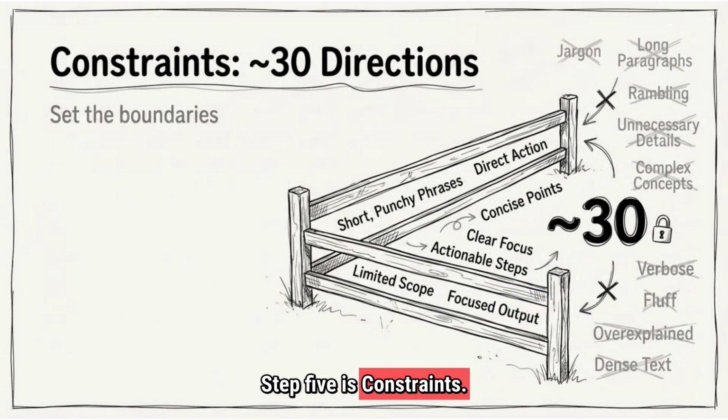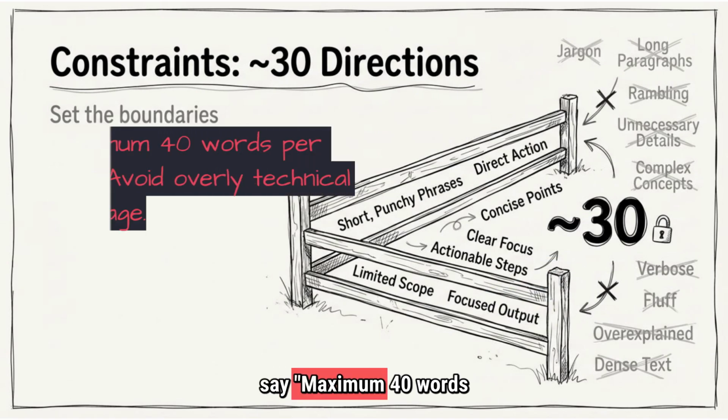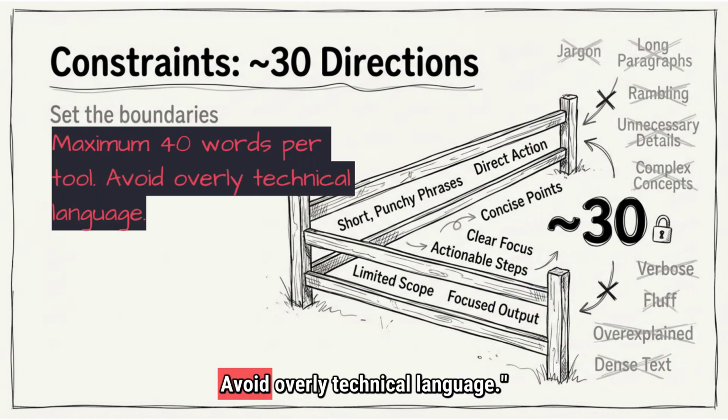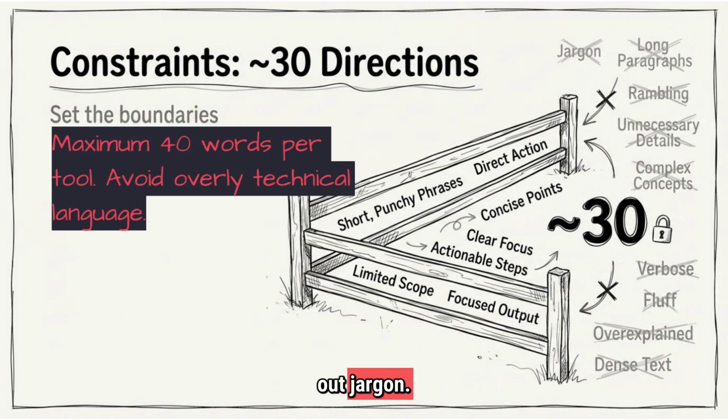Step 5 is constraints. Think of these as guardrails. In our example, we say maximum 40 words per tool. Avoid overly technical language. Now the model has to keep it concise. It has to filter out jargon. It has to stay within that word limit. Constraints work like a fence. Inside the fence, short, focused output. Outside, all the verbose, rambling content you don't want. We're down to about 30 directions.